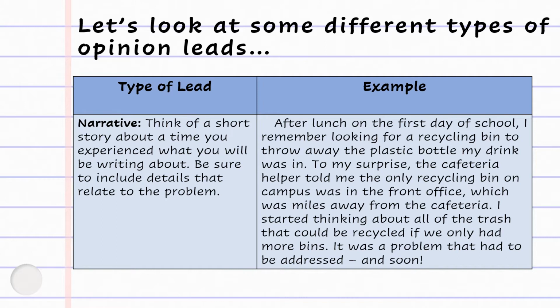To my surprise, the cafeteria helper told me the only recycling bin on campus was in the front office, which was miles away from the cafeteria. I started thinking about all of the trash that could be recycled if only we had more bins. It was a problem that had to be addressed, and soon. Do you see how I came up with a little story that told the problem, told my solution, and had some details that related to that problem? That's one type of lead.